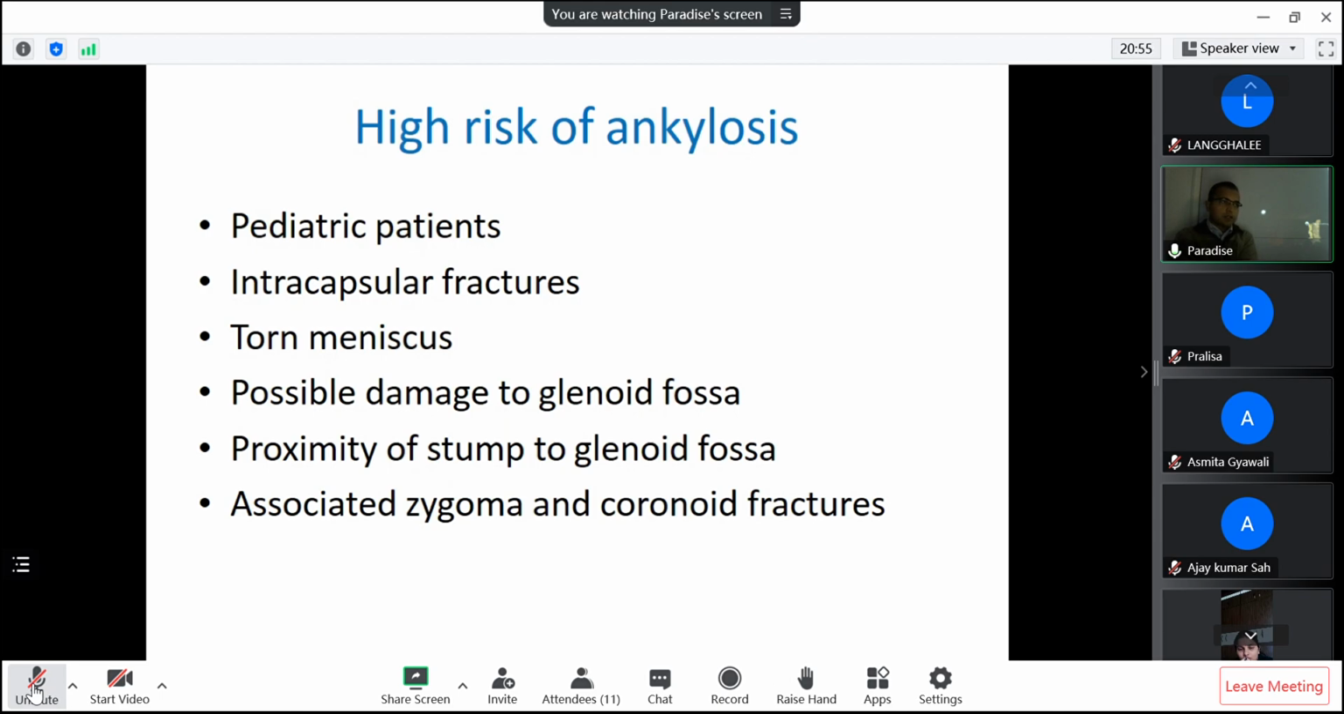The third option is again temporalis fascia. The fourth option is temporalis muscle. You can incise the temporalis muscle and you can put that muscle within the temporomandibular joint, so that it will create a barrier between the ramal stump and the temporal bone, so that the bone will not form.